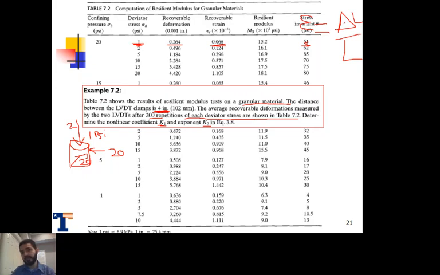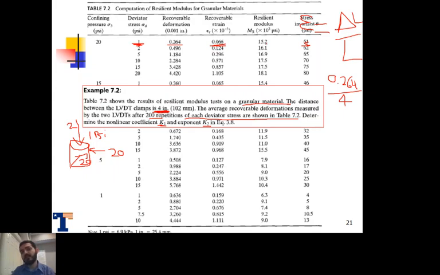The strain is equal to delta L over L. So what do you need to do? Delta L, which is the deformation, is 0.264. If you divide 0.264 over 4 inches, which is L, the original length of the sample, you're going to be able to get the strain, which is 0.066.